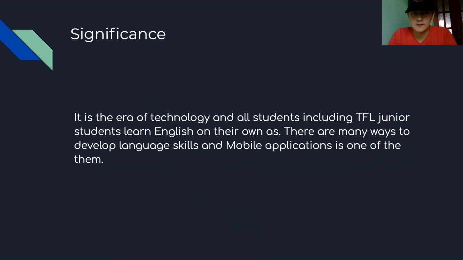So the significance of the study: as it's the era of technology, nowadays almost all people have mobile phones, and they use mobile applications for different purposes. For example, students use them in order to learn English. So all students, including TFL junior students, learn English on their own way. There are actually many ways to learn English on your own, and using mobile applications is one of them. So it's very important to find out whether these mobile applications are useful or not.